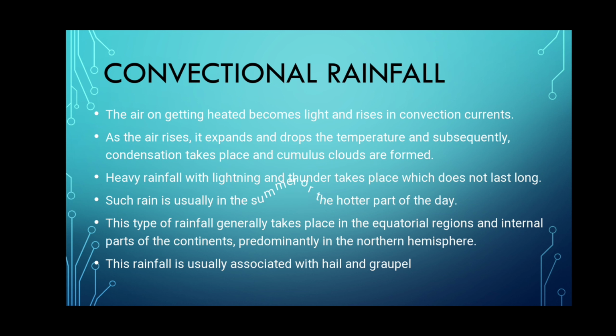Such rain is usually in the summer or the hotter part of the day. This type of rainfall generally takes place in the equatorial regions and internal parts of the continents, predominantly in the northern hemisphere. This rainfall is usually associated with hail and graupel.